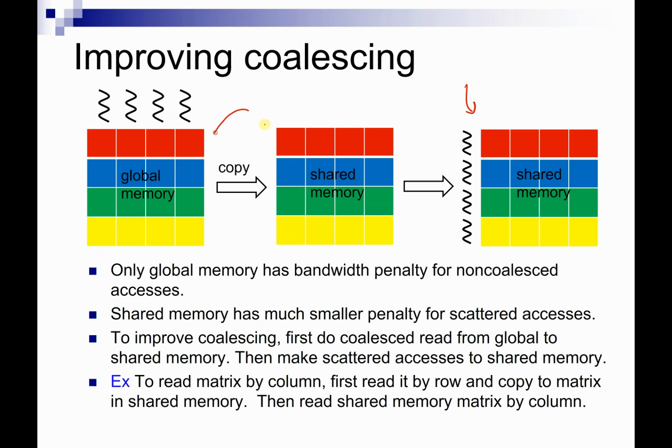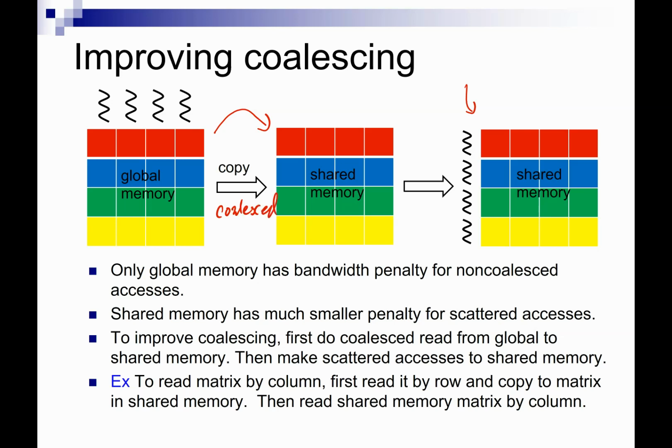Now we're going to copy it over into shared memory. When you copy into shared memory, you don't have to read this matrix column by column. You can read it row by row, right? Nobody requires you to read column by column when you're doing the copying. So we're going to do it row by row, and if you do it row by row, then we saw that you can do this in a perfectly coalesced fashion. So this copy here is coalesced.